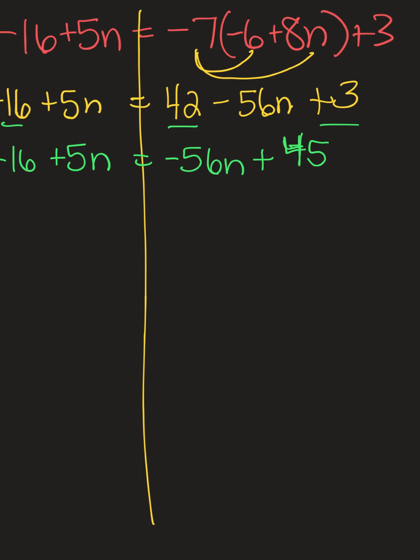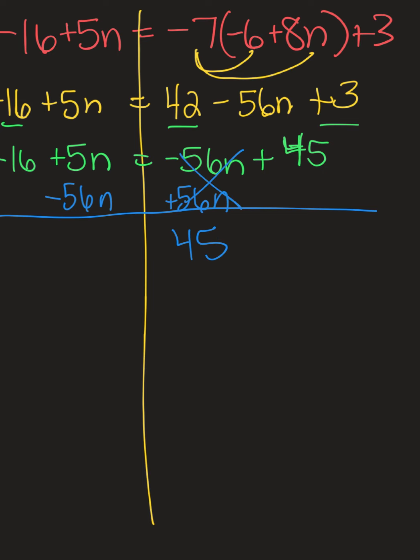As I continue, now I'm going to get all my variables on one side. I want to move the smaller of the two variables personally, so I am going to add 56n to both sides because currently it's negative 56n. When I do that, I still have 45 on the right. Cancel those 56's out. And I get 61n and negative 16.